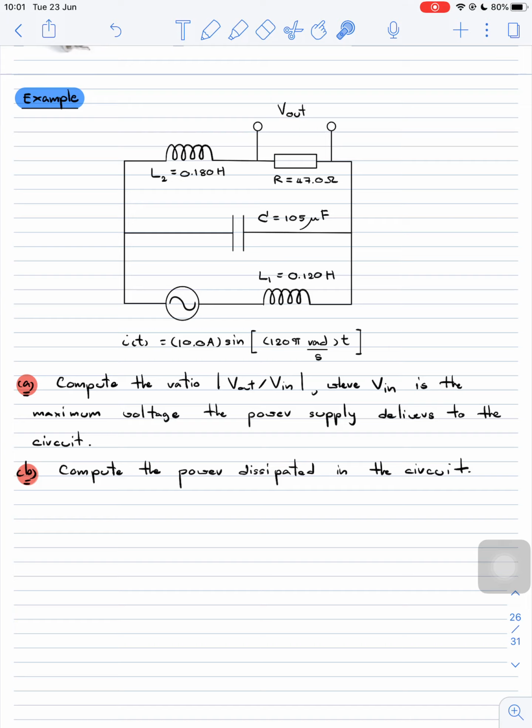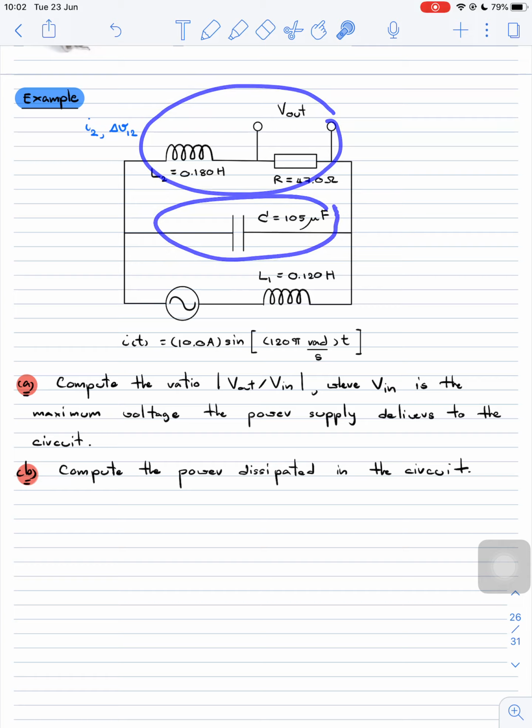So let's consider this branch. Let's call it branch 2, because we have the 2 here. Let's assume the current through branch 2 is I2, and the potential difference across branch 2 is delta V12. It's the same as the potential difference across the other branch, because these two branches are connected in parallel, so the potential difference must be the same. And the phase of this branch is phi2. Let's define it this way.